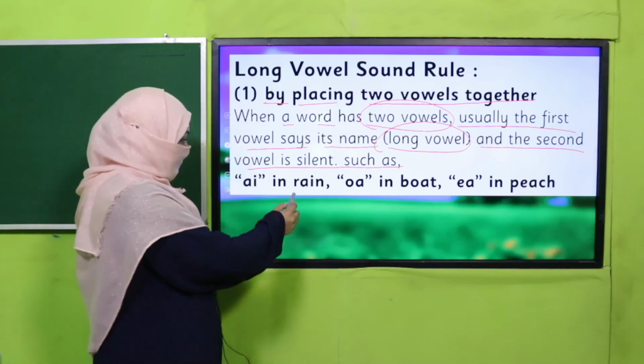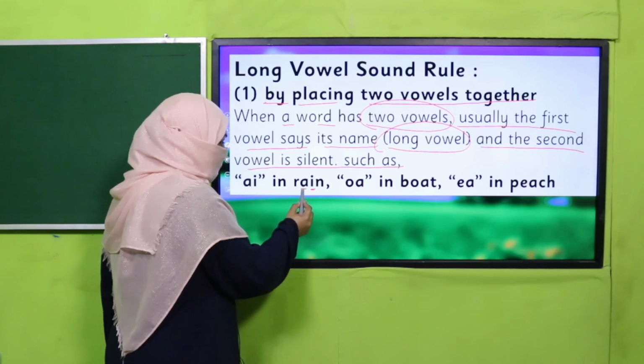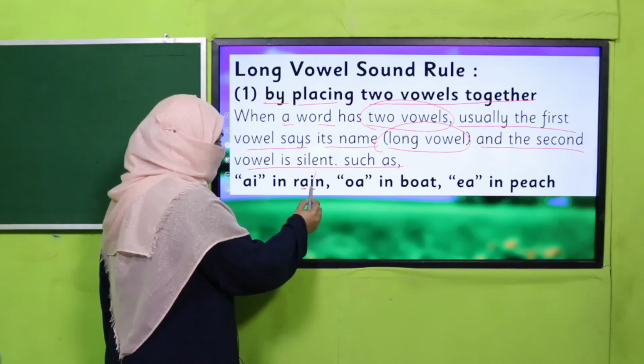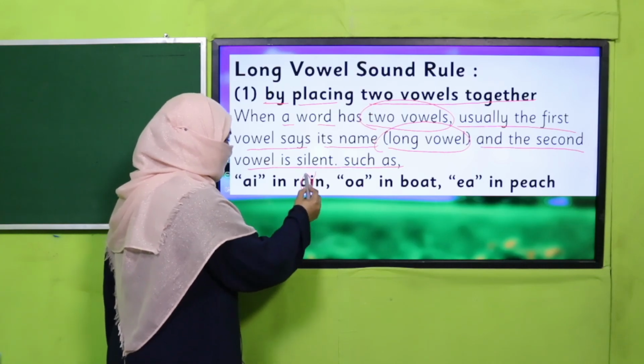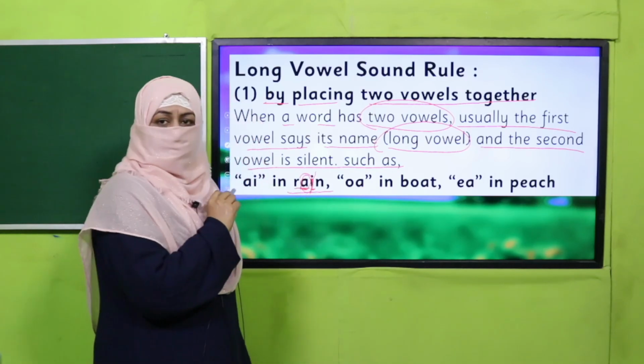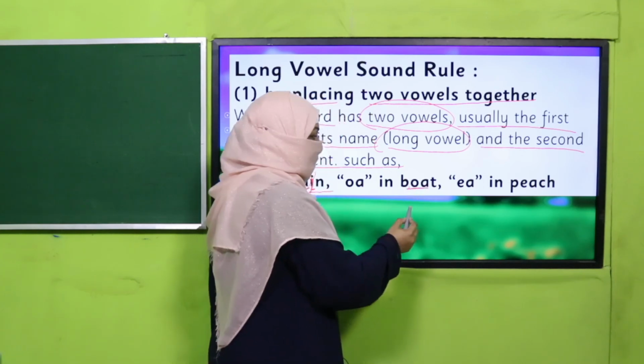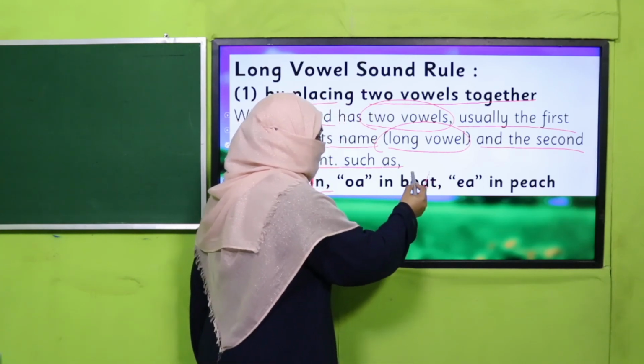For example, here you see, it's rain. So A, I, both are vowels. The second will remain silent and the first will say its long sound, that is A. That's why we say rain. In both, again, two vowels are together. The second will remain silent and the first will say its name.